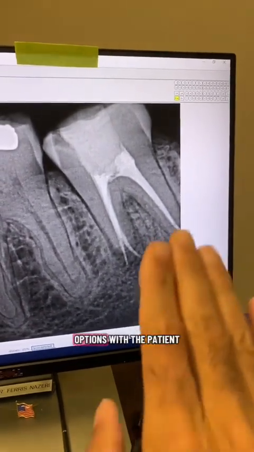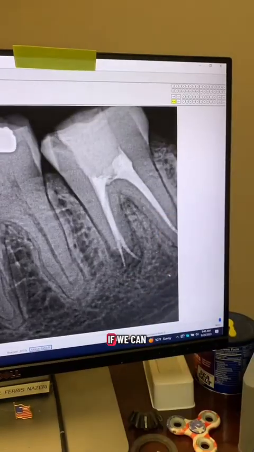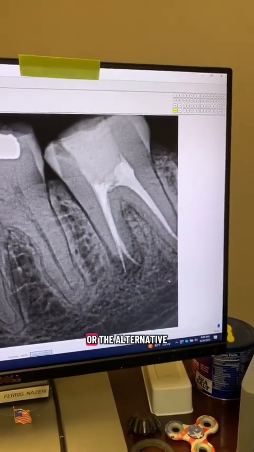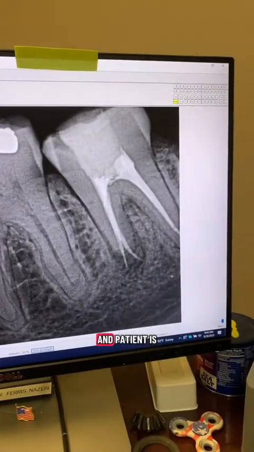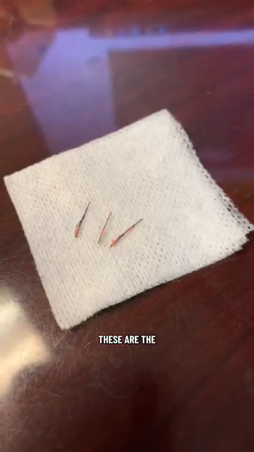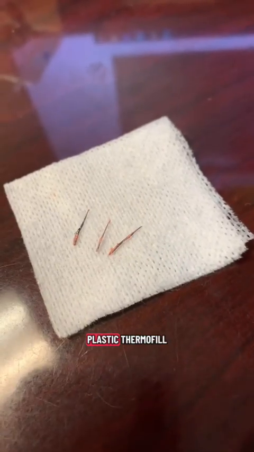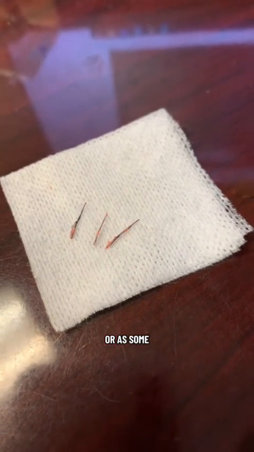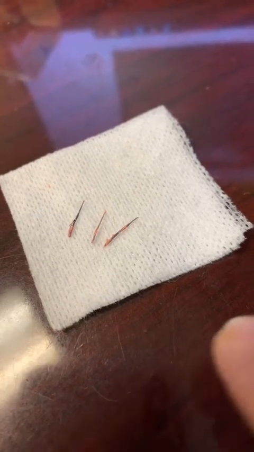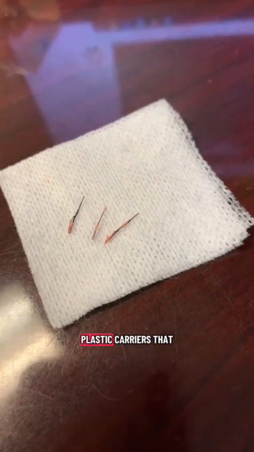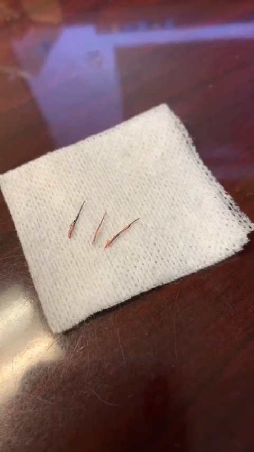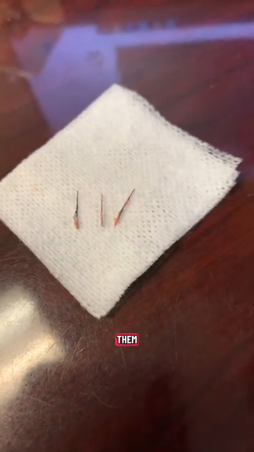So we went ahead and discussed options with the patient, to see if we can save the tooth by redoing the root canal, guarded prognosis, or the alternative would be to extract the tooth, and the patient is young. She said, no, I want to try to save the tooth. These are the plastic thermofill, or as some endodontists call it, thermofilth, plastic carriers that I removed from within the canals. Okay, so that's them.